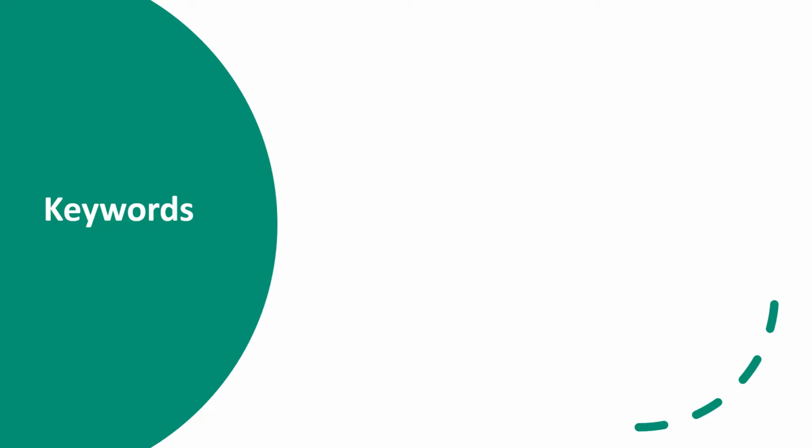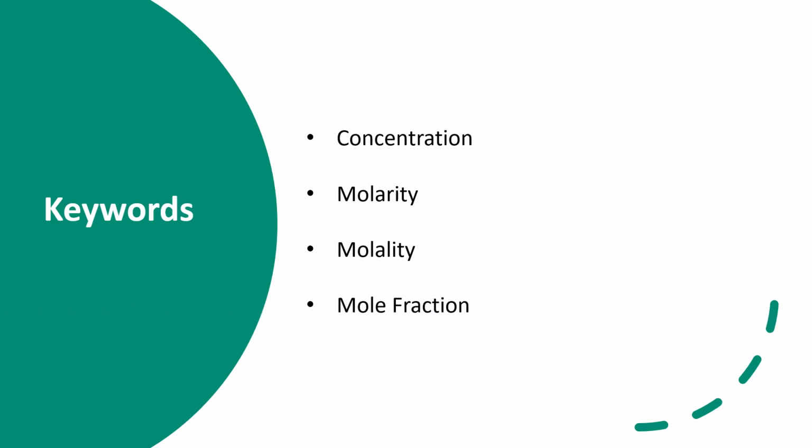So for the keywords, we already covered the definition of concentration and the definition of molarity in part 1. In part 2, we are going to learn about molality. Molality is the number of moles of a solute dissolved per kilogram of solvent. Also, we are going to learn about mole fraction. Mole fraction is the ratio of moles of a solute or a solvent in a solution to the total number of moles in the solution.